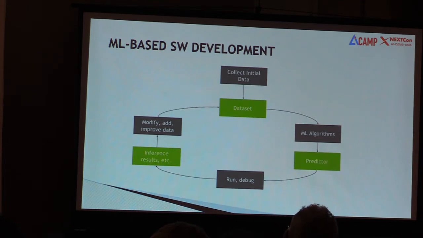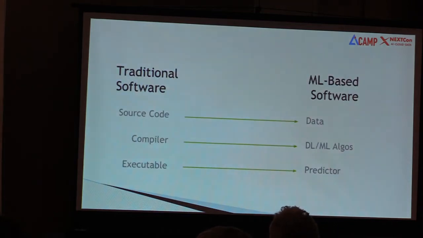Then we run that, and based on the results, right, whether it's actual metrics on the test set or any kind of confidence estimate on our inference, we can modify, add, and improve our data set, and then recompile using our ML algorithms, get a new predictor, and so on and so forth. So the analogy is to say, well, data is source code. Deep learning and machine learning algorithms are the compiler, and the predictor is the executor. That's the software 2.0 view of the world in a very dumbed down way. I'm not as smart as Andrej Karpathy, for those who know him, but basically we follow this approach.